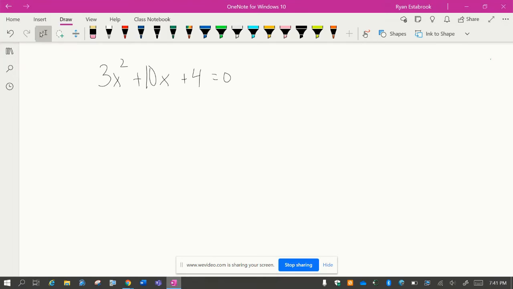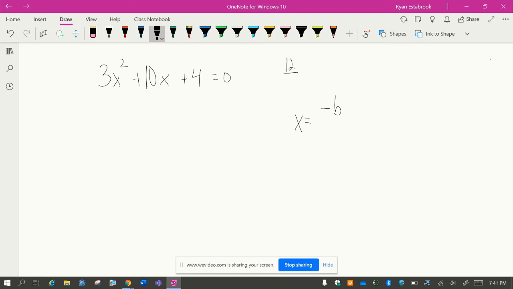All right, so how do we solve a quadratic like this? Well, I would first try to factor it. 3 times 4 is 12. Unfortunately, there isn't anything that multiplies to 12 and adds to 10, so factoring is out of the question. Instead, we're going to use the quadratic formula.